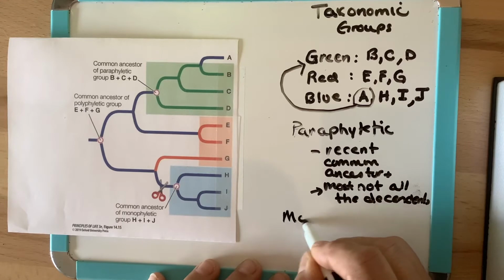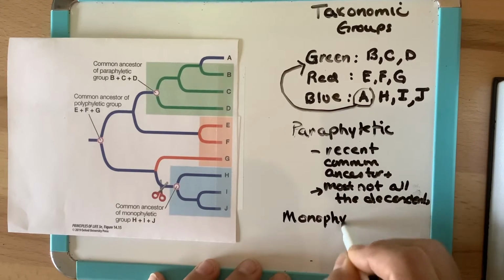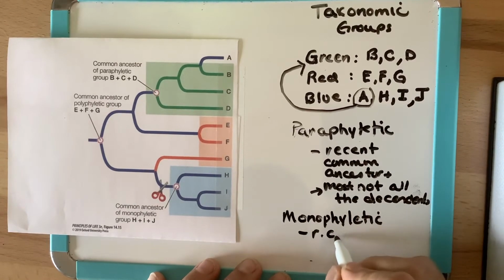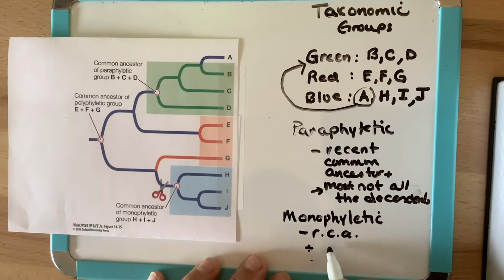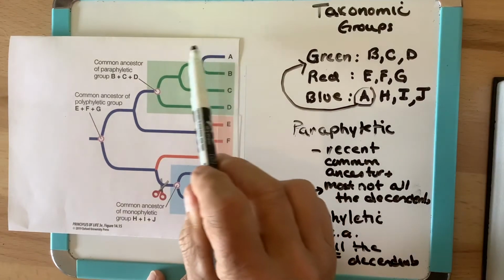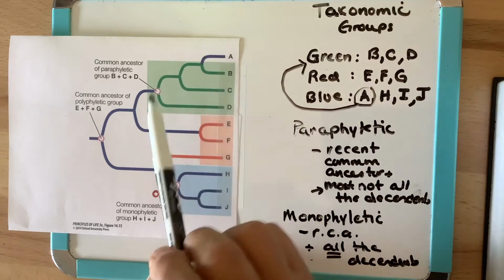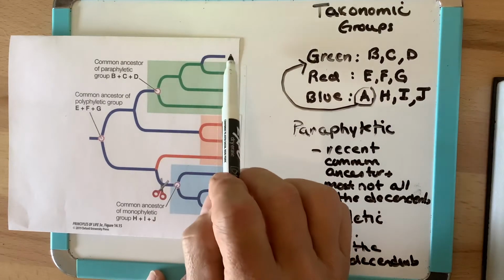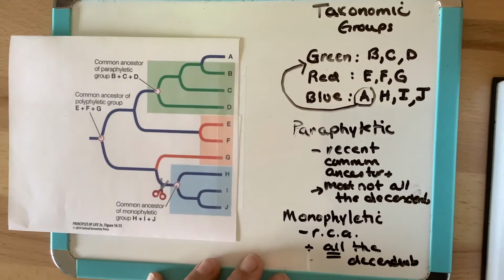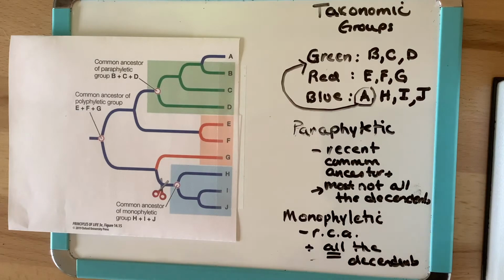So monophyletic: it has that recent common ancestor and all the descendants. So now this clade, which is defined by this node, contains all the descendants, and all of those descendants will be in a taxonomic grouping together. They will be classified in the same taxonomic group.